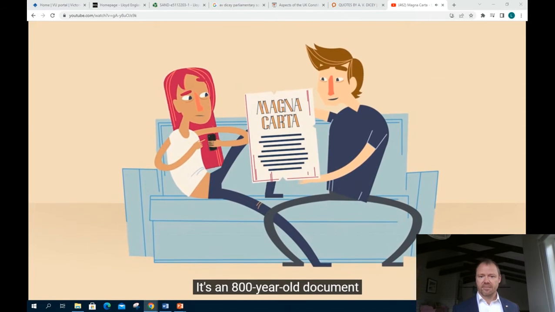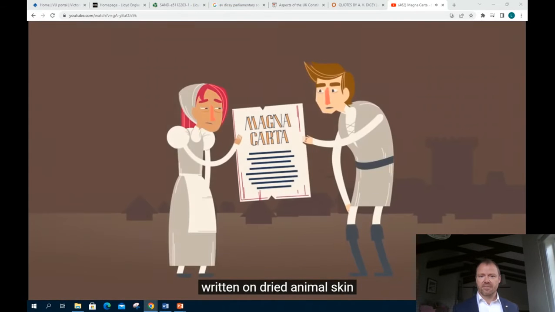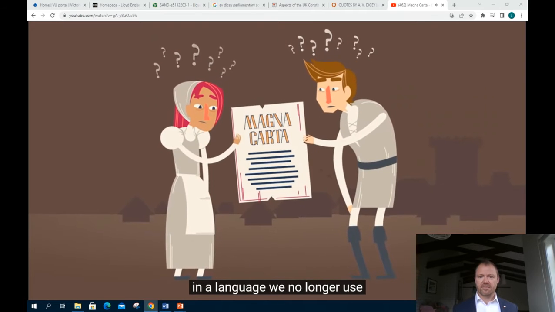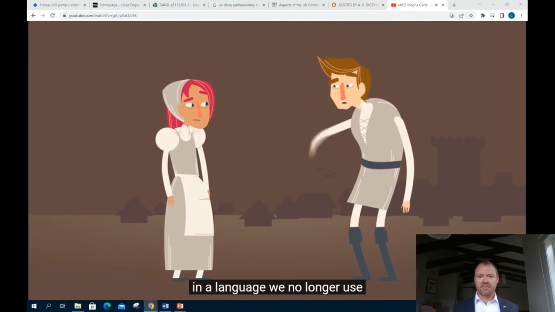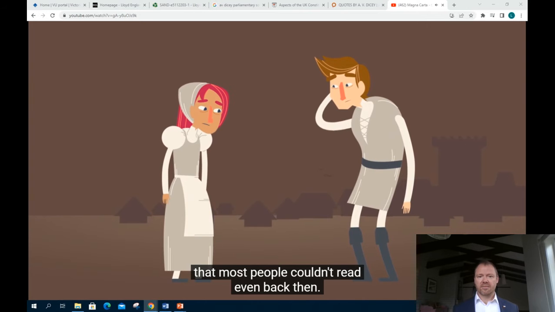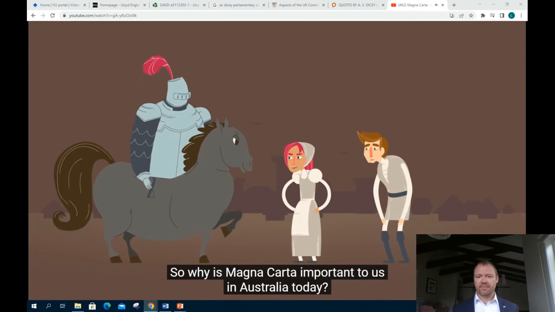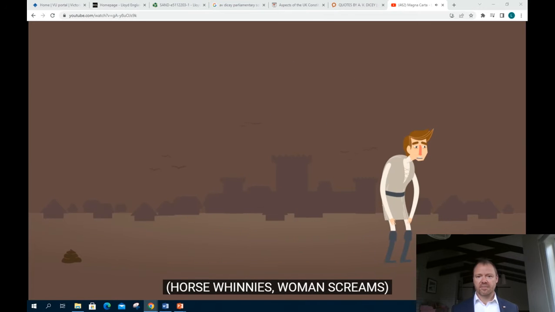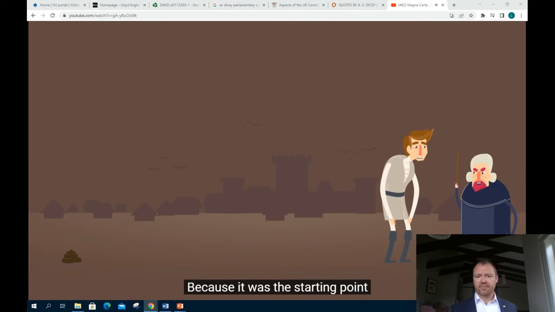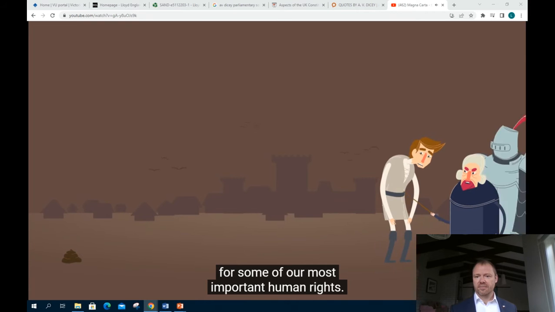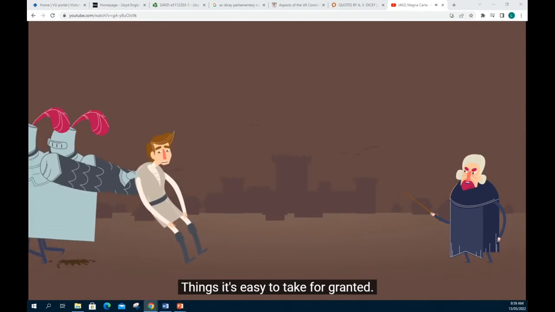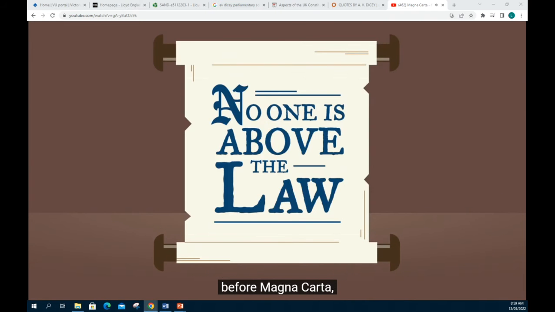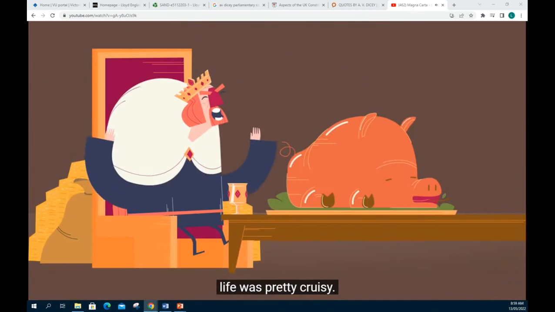It's an 800-year-old document, written on dried animal skin, in England, on the other side of the world, in a language we no longer use, that most people couldn't read even back then. So why is Magna Carta important to us in Australia today? Because it was the starting point for some of our most important human rights, things it's easy to take for granted. For instance, before Magna Carta, life was pretty cruisy.